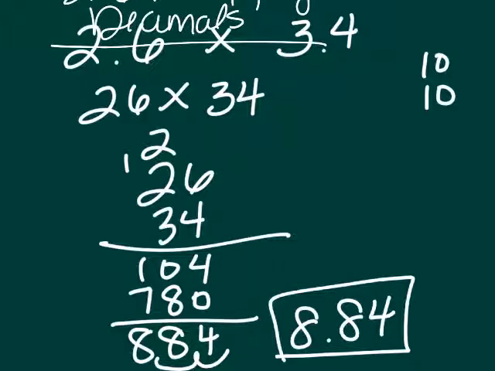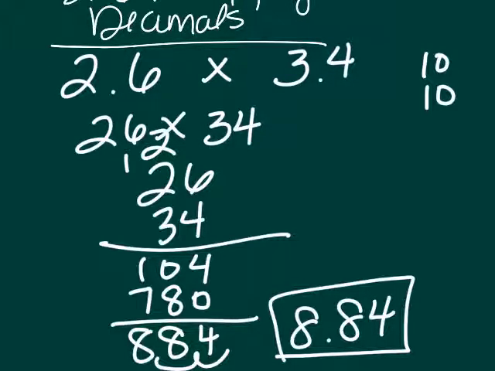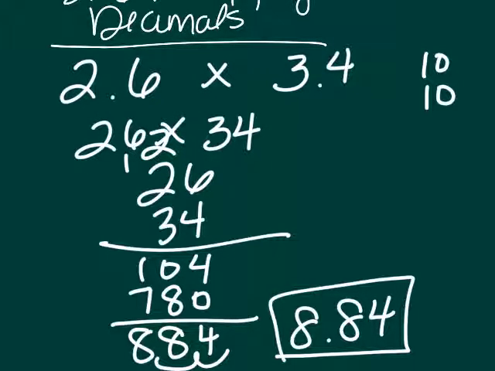And think about that logically if that makes sense to you, because if you had 2.6, well, that's about 2.5 times 3. Well, 3 times 2.5 is 7.5, and those are both bigger than that. So 8.84 is a reasonable answer.